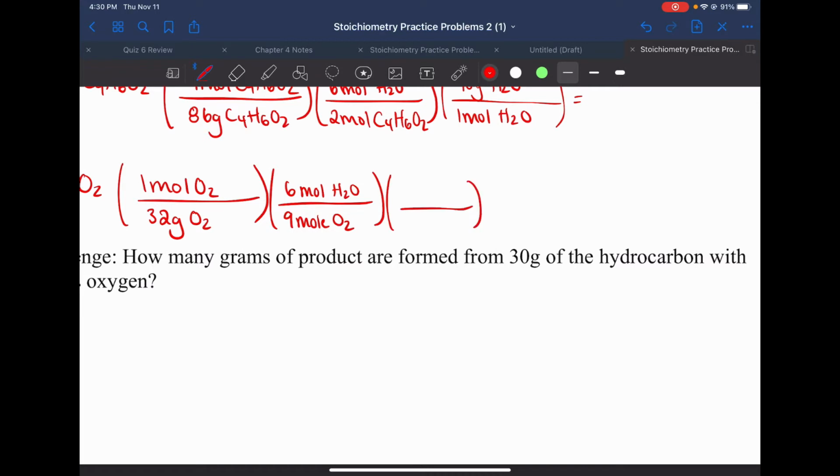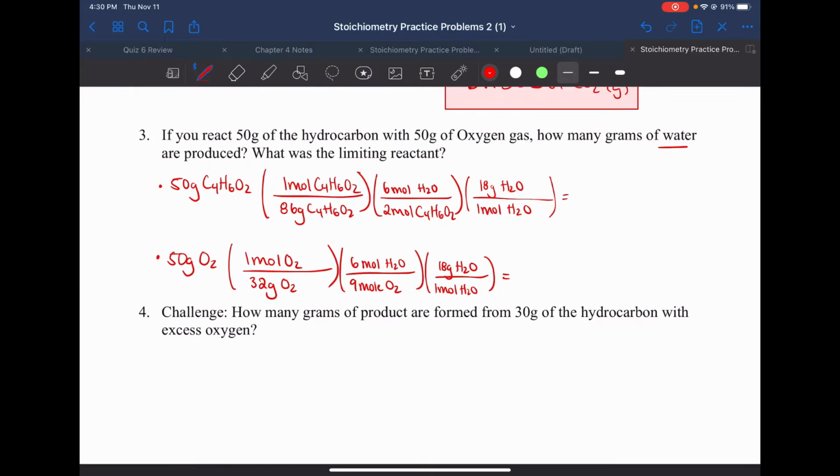Again, we're going to grams, so it's the same step here. For every 1 mole of H2O, we have 18 grams of water. So let's finish this up. 50 times 6 times 18, divided by 86 times 2, which gives us 31.4 grams of H2O. And then let's do the second one.